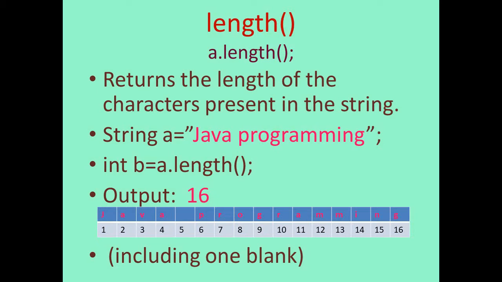Let's listen to that example. String A is equal to "Java programming". The string value is Java programming. With the help of that table, you can understand the thing. Just remember that the count starts from 1 here because we need to find the correct length of the string. Then we will get the output 16, and it will consider the blank space also. Okay, I think you understood the meaning. The length function is used to find the length of the string.